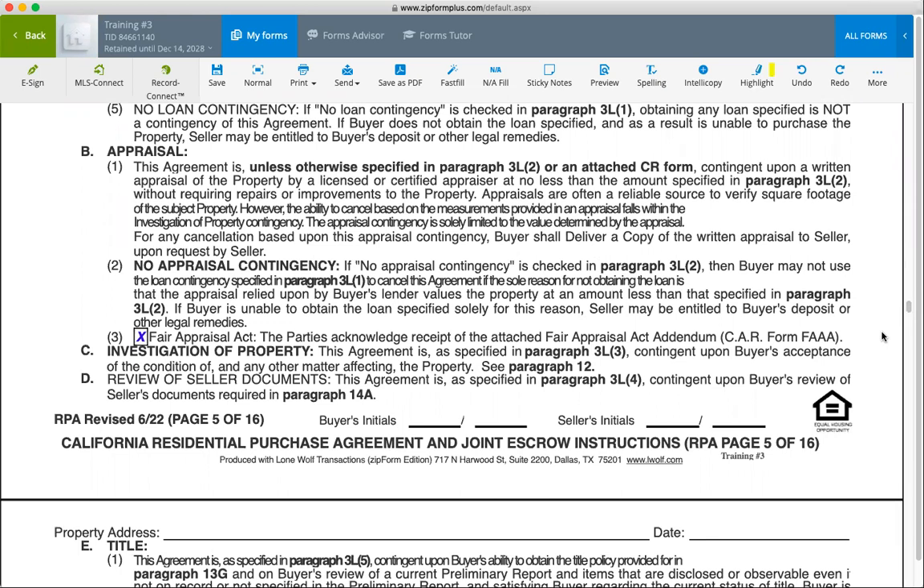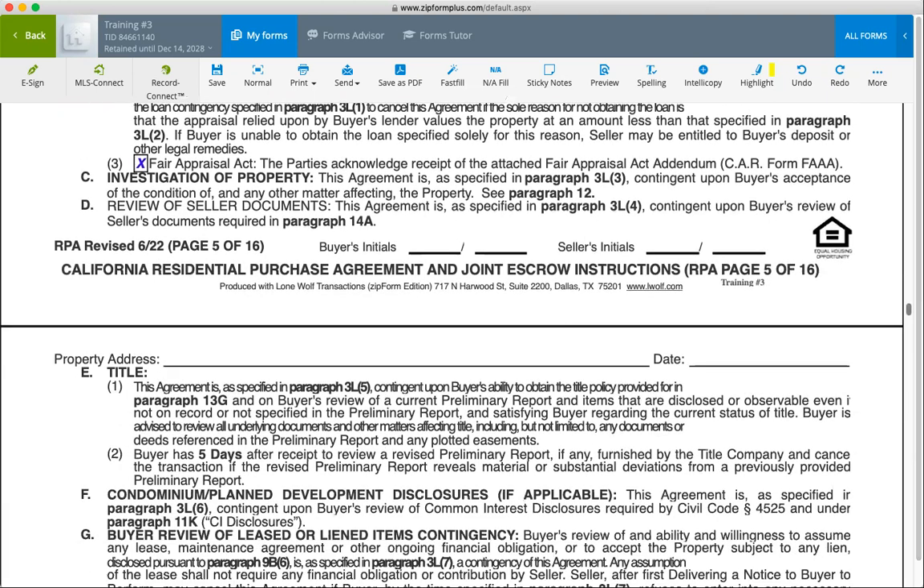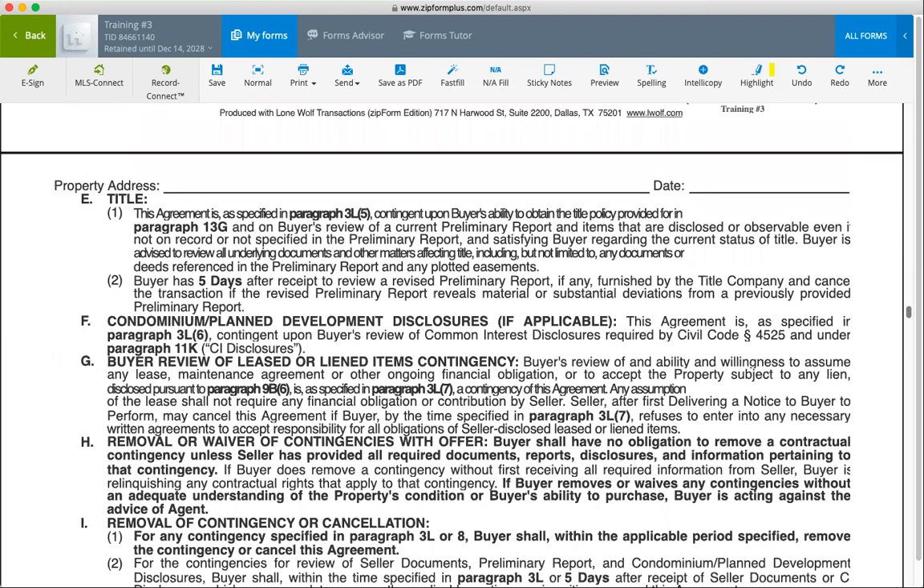Appraisals, investigation of the property. Again, there's a big distinction between investigations and inspections. You might waive your inspections of the physical property, but you still have the right to do investigations. So be sure to read this language and make sure you understand it. And it talks about the title of the property.